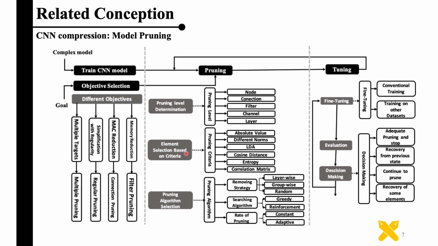Then, the pruning criteria describe the relationship or the connection between two elements. Finally, the pruning algorithm, which is the kernel part to prune a model. And when we move on to the tuning step, the model goes through fine-tuning, evaluation, and decision-making, these three steps recurrently, until it can meet the expectation of the developer.